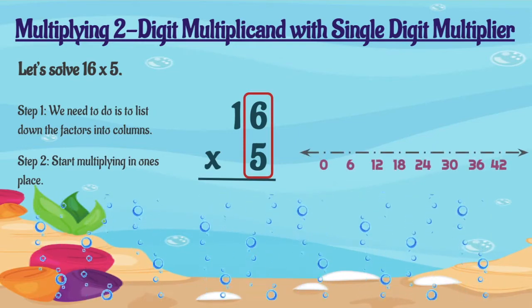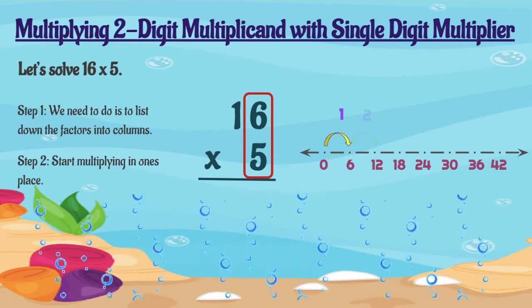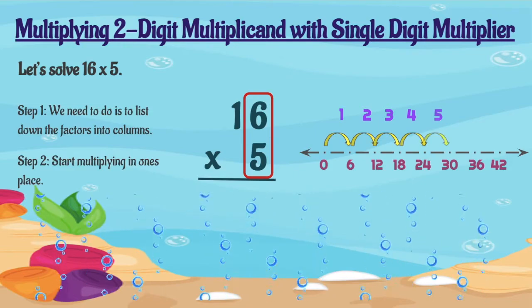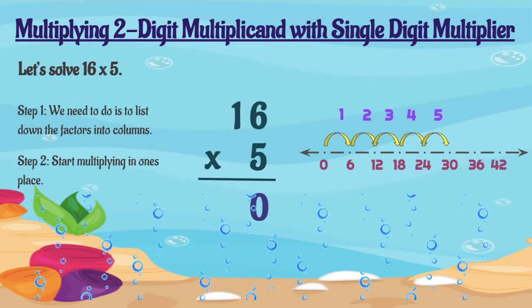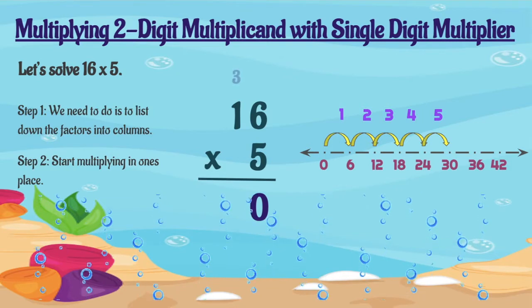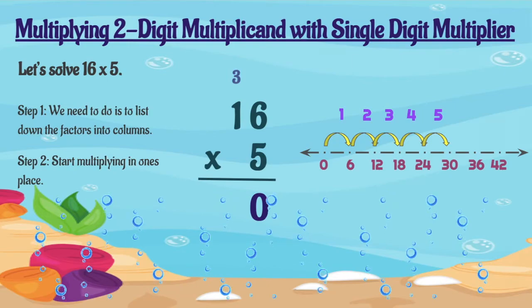So from 6, let's skip count. 6, 12, 18, 24, 30. Let's put 0 below 5, align with the ones place, and put 3 on top of 1. It would serve as a carry.